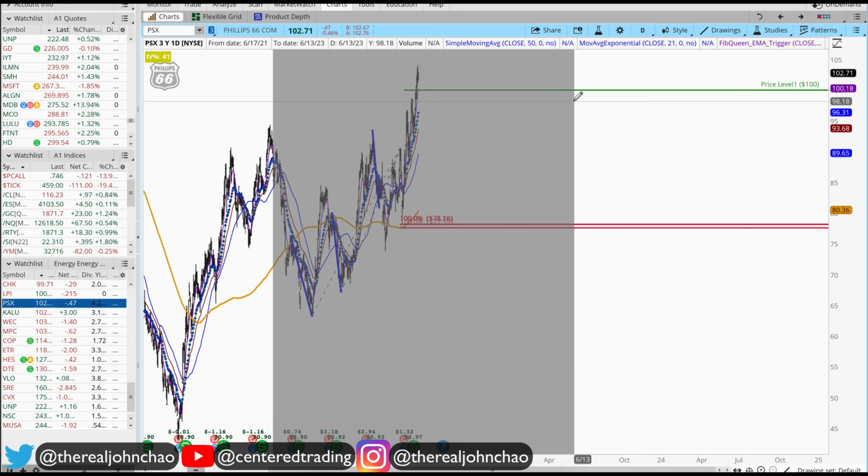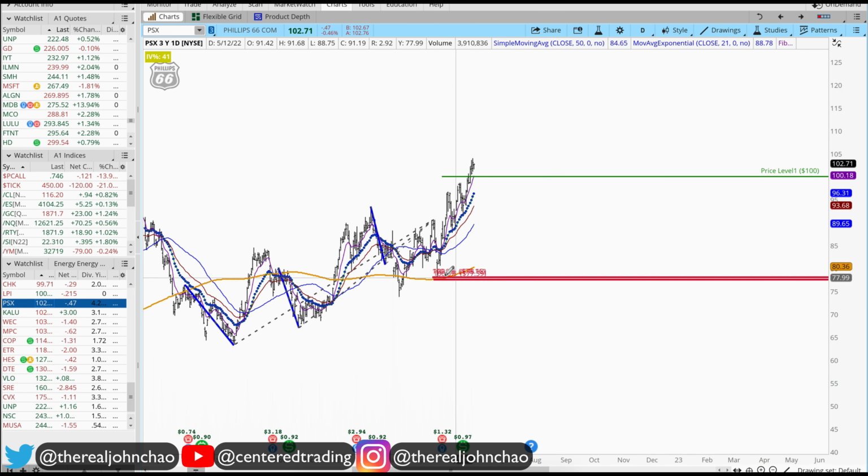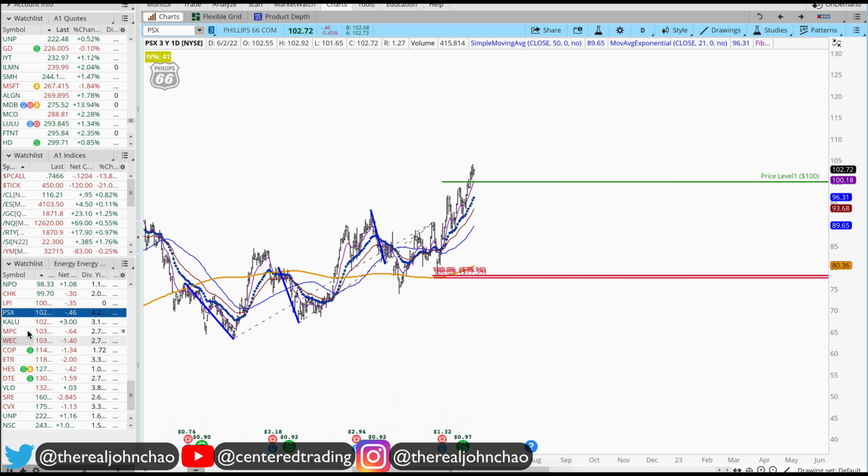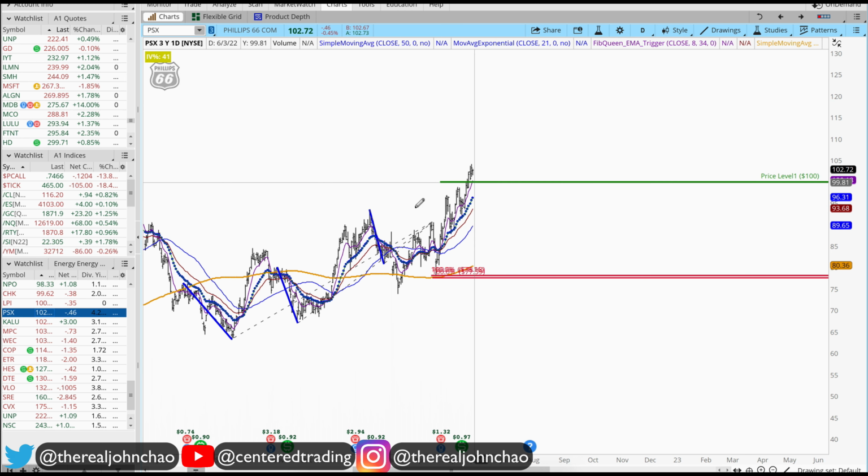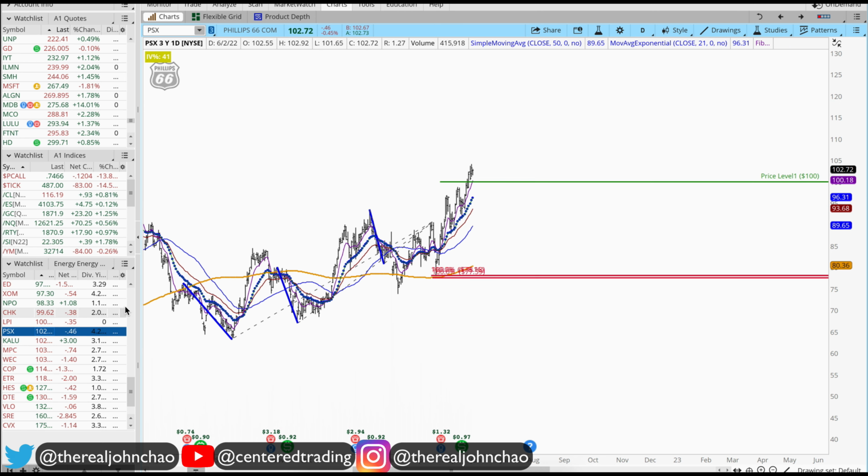Phillips 66, same thing over here. Had a very nice run since that pivot low down there. Since then, we've marched into the upside. And this one also broke over $100 as well. But if we continue to see strong moves in crude oil, this may jump to another 110, 120. Just kind of see what crude is going to do.